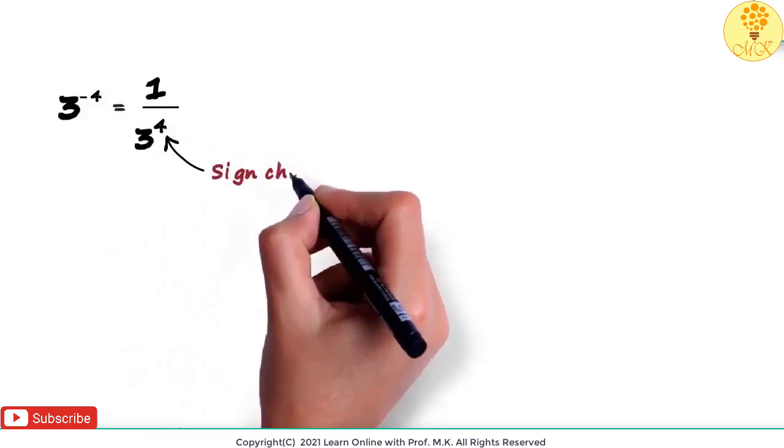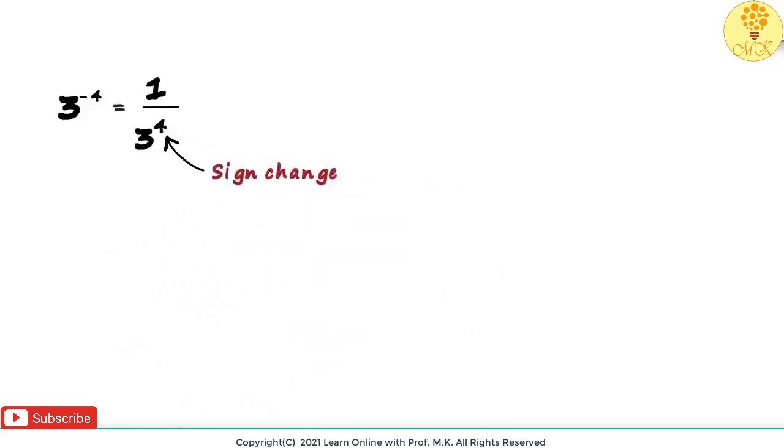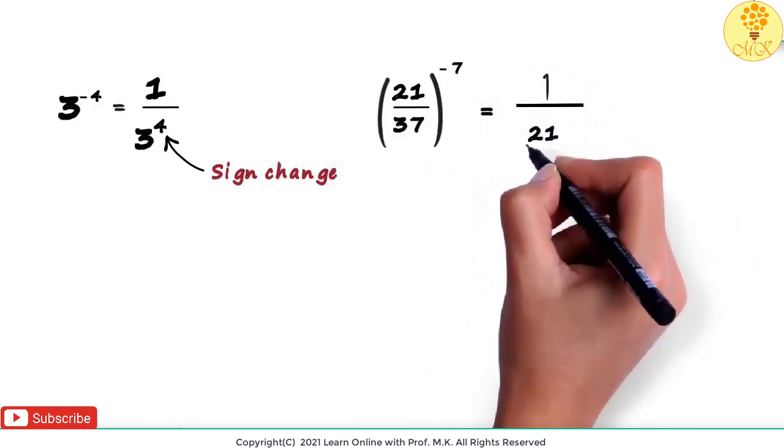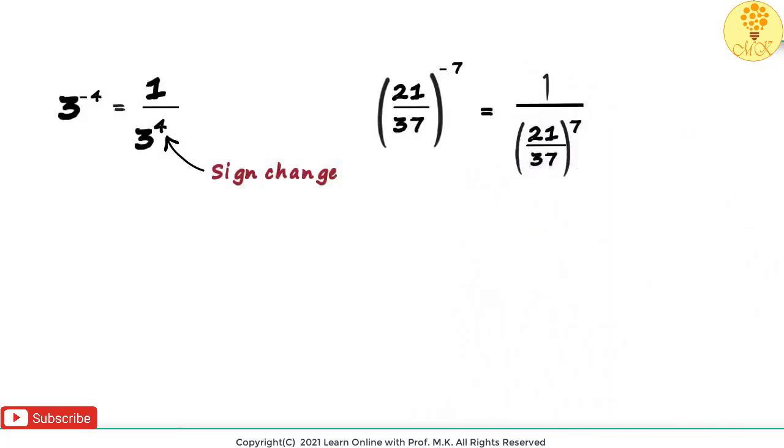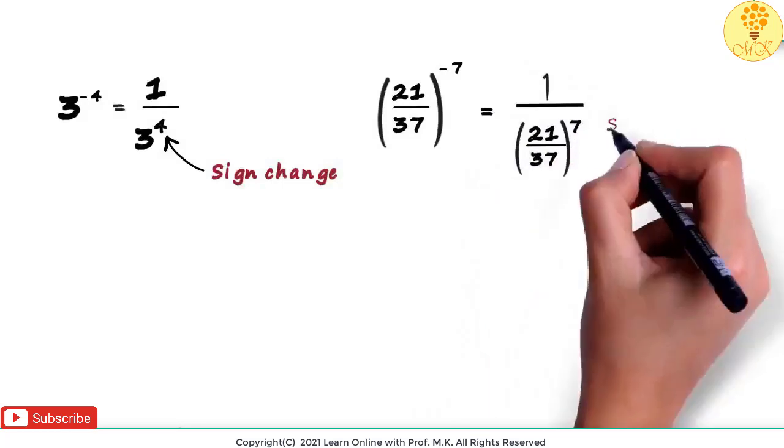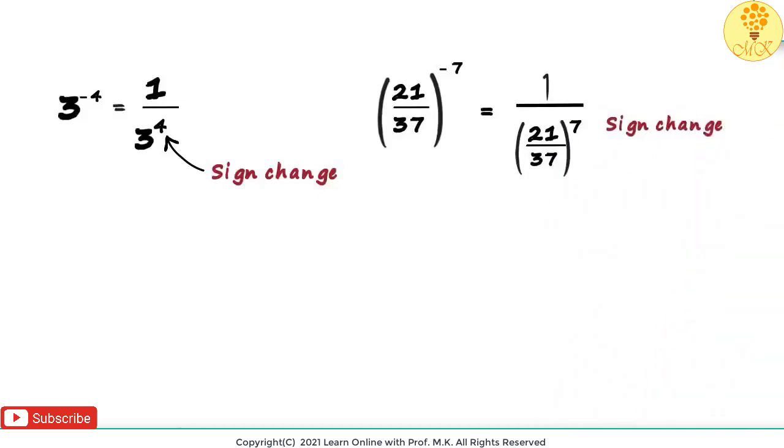There's a very simple trick we need to understand here. Consider 3 raised to minus 4. When we have to write it down as a positive exponent, it equals 1 divided by 3 raised to 4. So all we did here is change the sign of the exponent and write it under 1. Now consider 21 by 37, the whole raised to minus 7. To write it down as a positive exponent, we write it down as 1 divided by 21 by 37, the whole raised to 7. Again, we just changed the sign of the exponent and wrote it under 1.